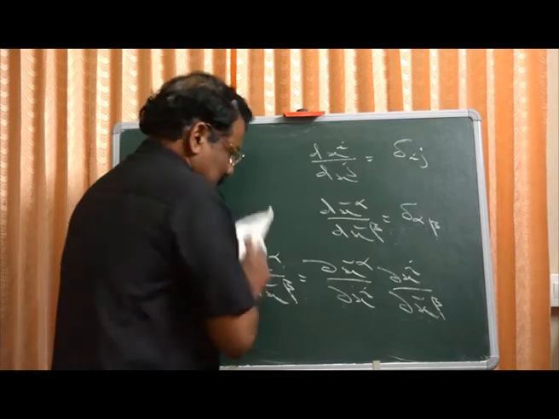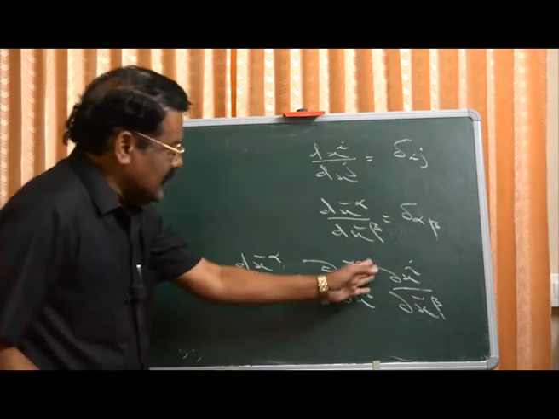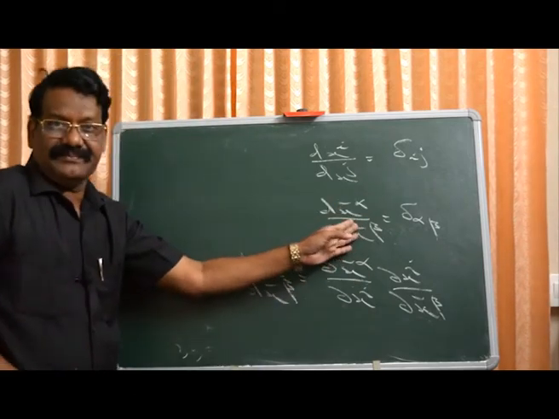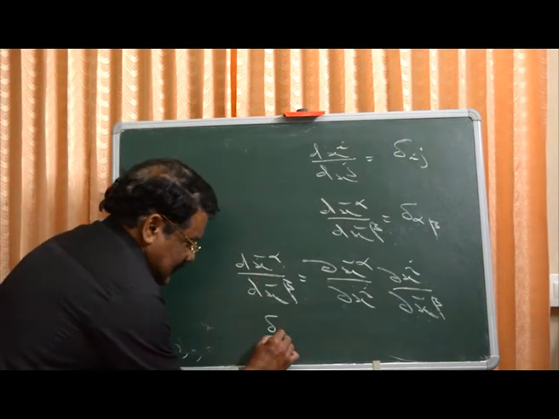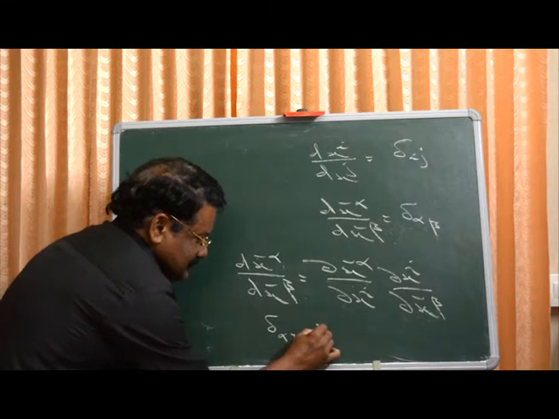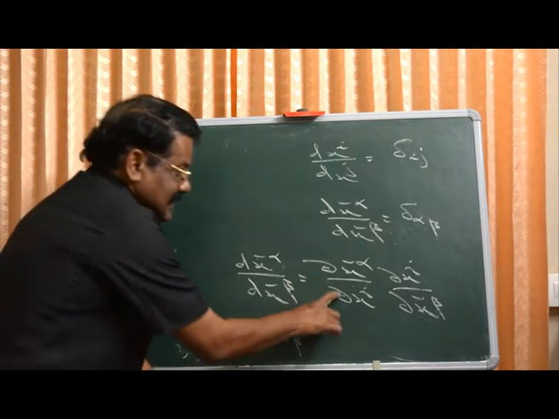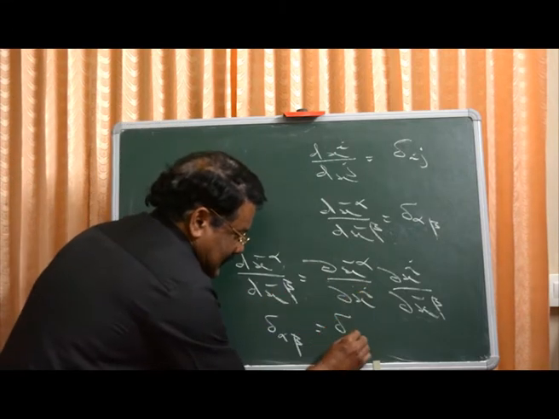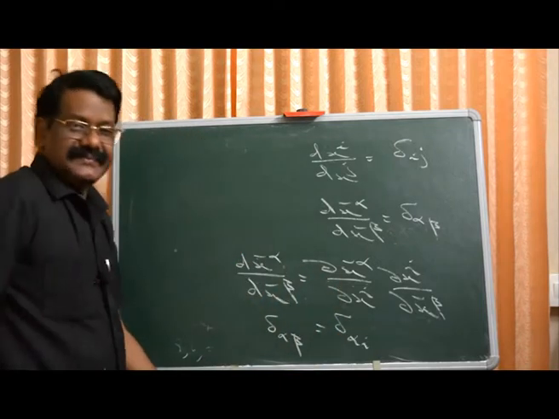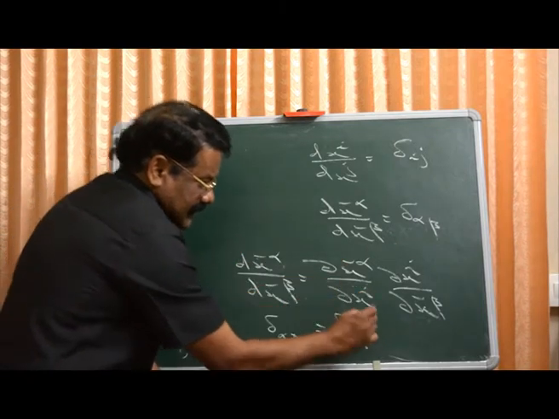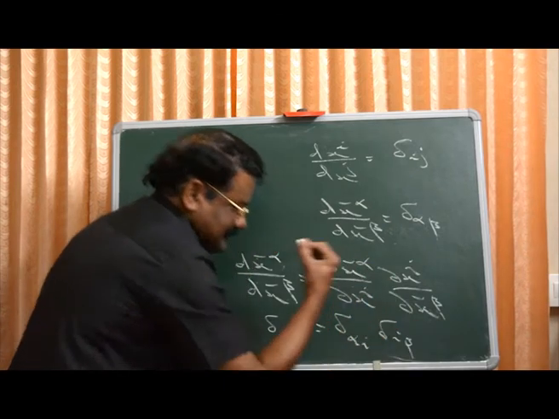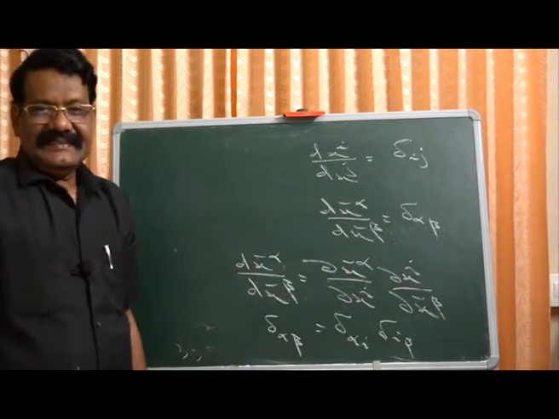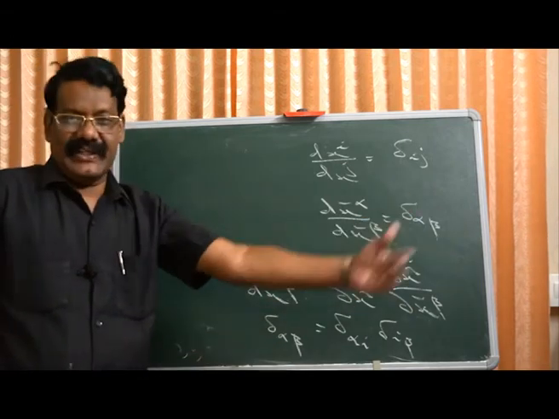Now, using the symbolization, I can very well write this as delta alpha beta. This can be written as delta alpha i, delta i beta. This can be extensively used.